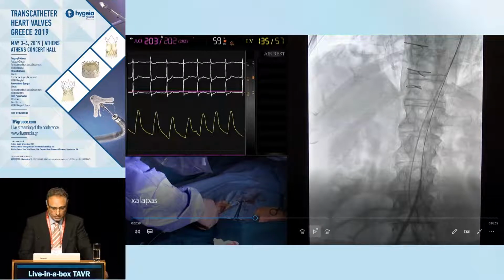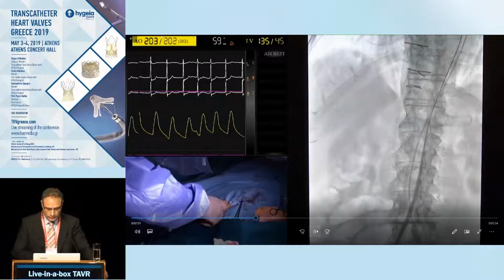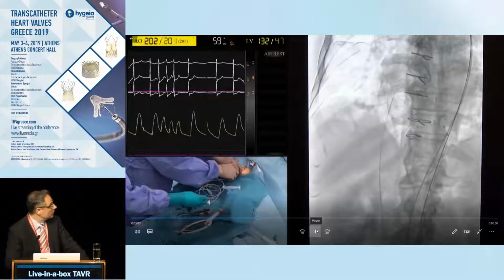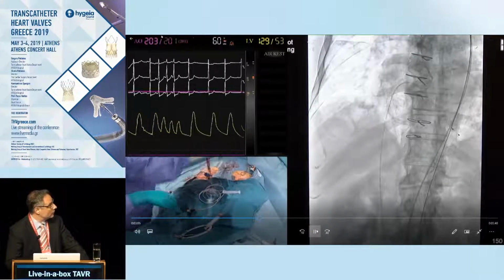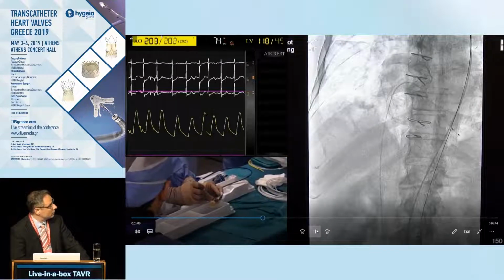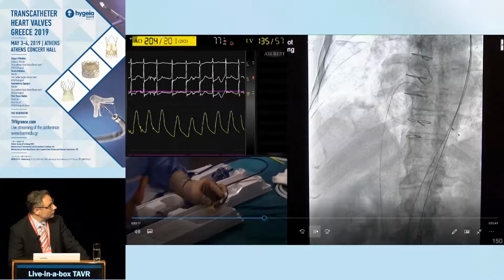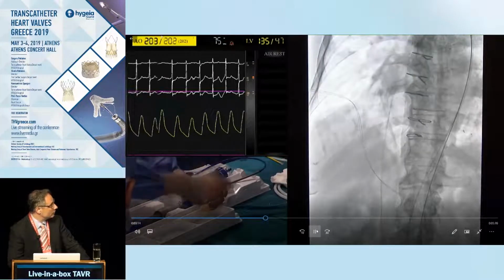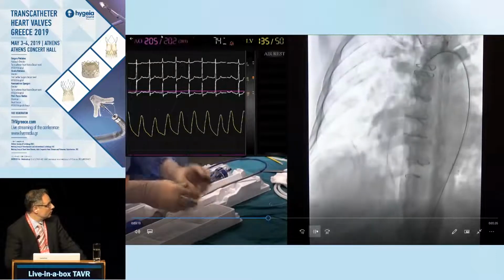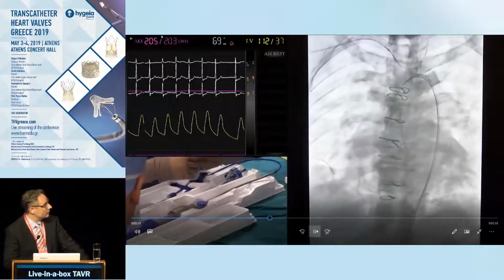Okay. And then we introduce the 6 French hydrophilic sheath at the right common femoral vein, and then we advance through the sheath a 5 French temporary pacemaker into the apex of the right ventricle, and we stabilize it. We already start the preparation of the device.